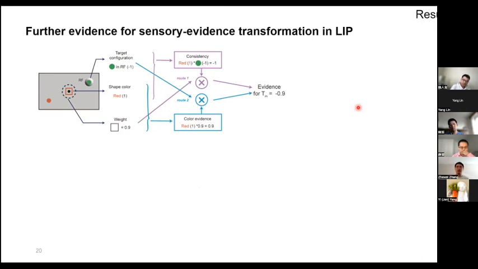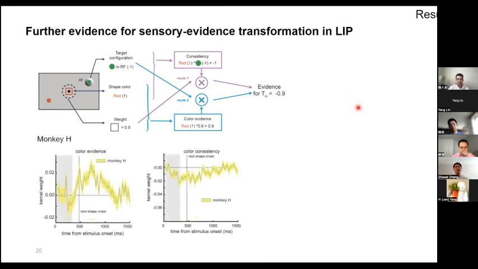However, monkey H showed a distinct pattern. The color consistency was not strongly encoded by monkey H. Instead, the color evidence was encoded robustly at the population level, which was also in a transient manner. But at the individual neuron level, only a few neurons encoded the color evidence significantly. So we don't evaluate the encoding latency and the CPD of the color evidence for monkey H.